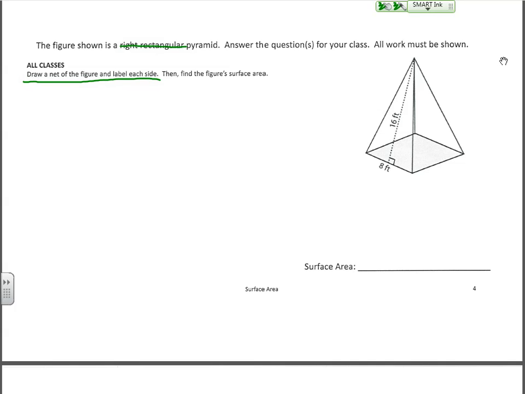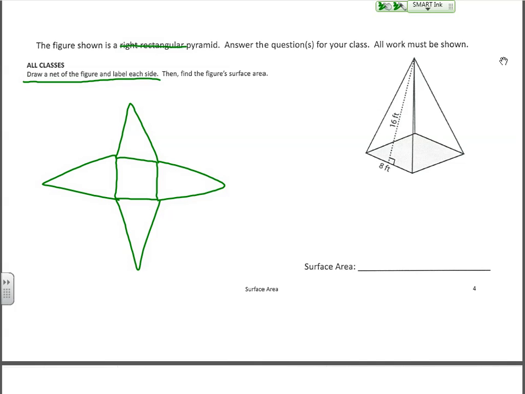What shapes make up this three-dimensional figure? If you were to unfold it, lay it flat, what shapes would be in it? Maybe? Square as our base, and then 4 triangles coming from that. And then we have to label each side. The fact that the base is a square tells us that they're all 8.